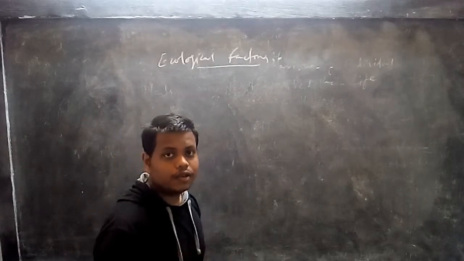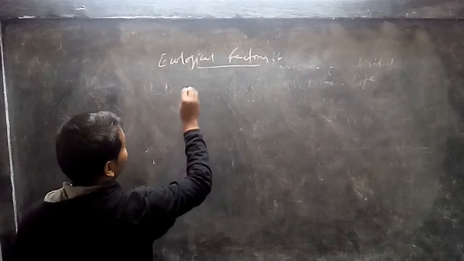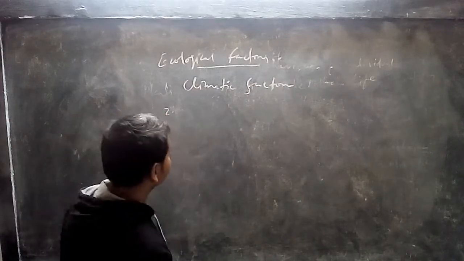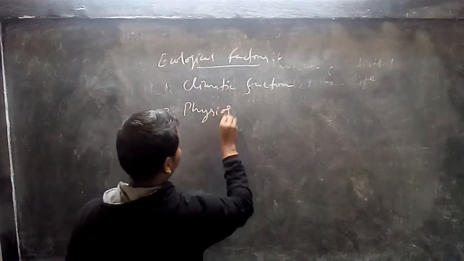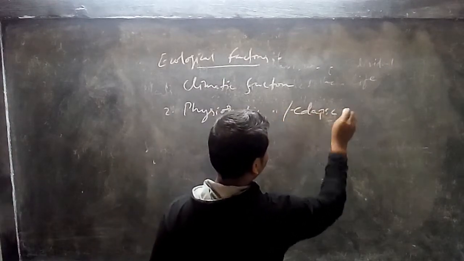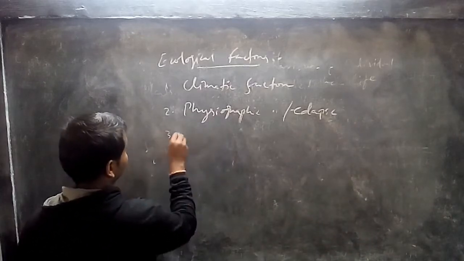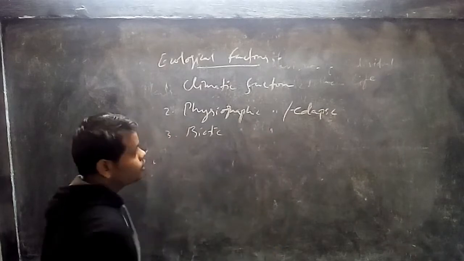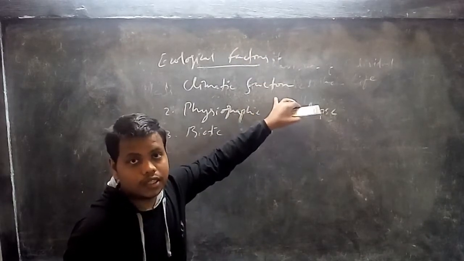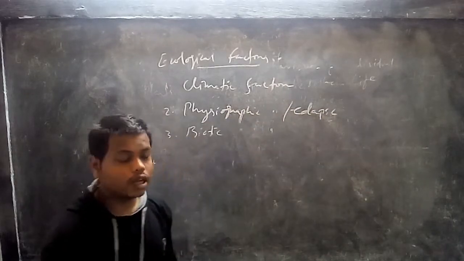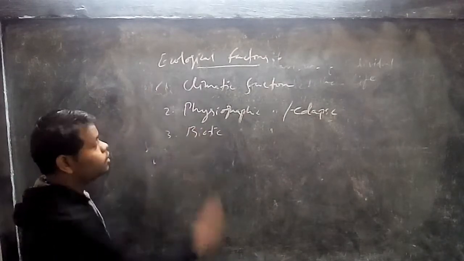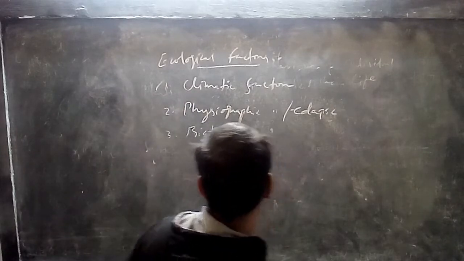There are generally three different ecological factors. One is the climatic factor, another is the physiographic or edaphic factor, and another is the biotic factor. The first one is the climatic factor. What is it? The factor which refers to the climate of the environment or the climate of the habitat is called a climatic factor. We will discuss one after another. First, we are going to discuss the climatic factor.